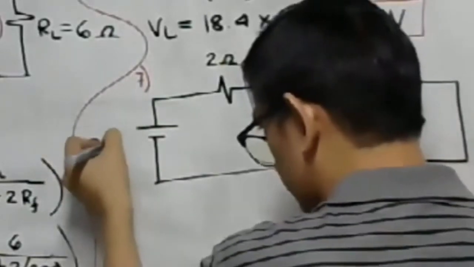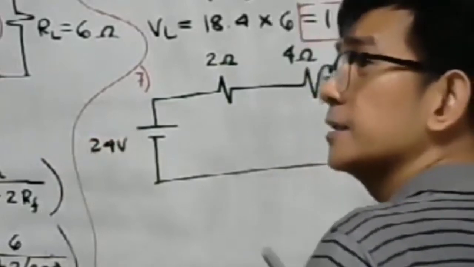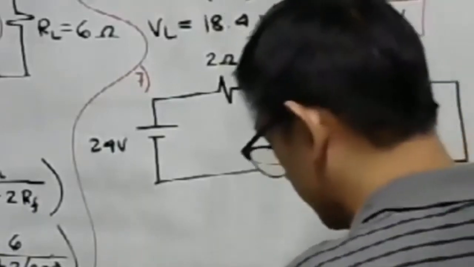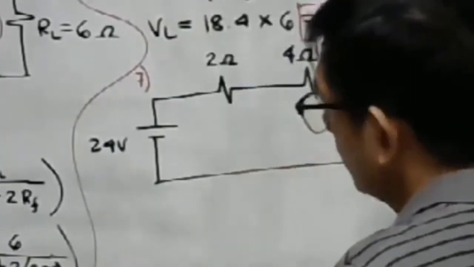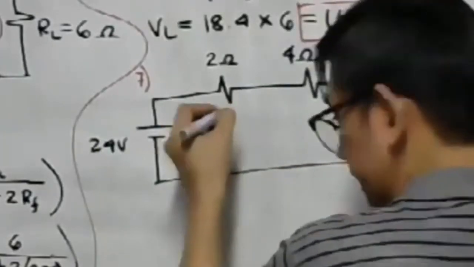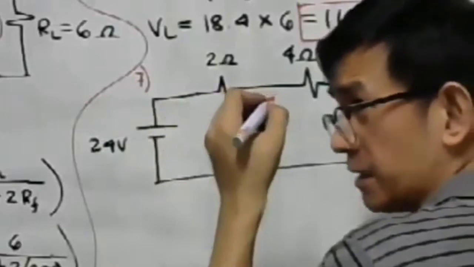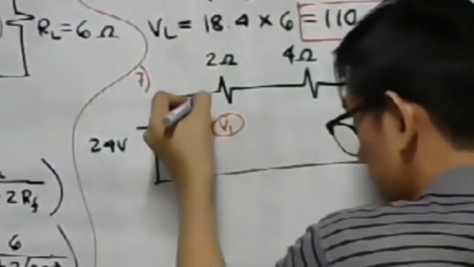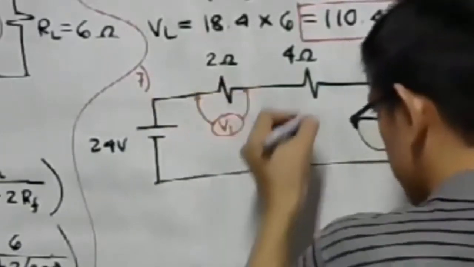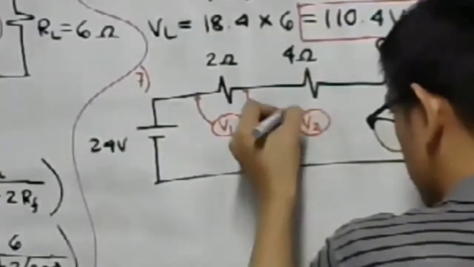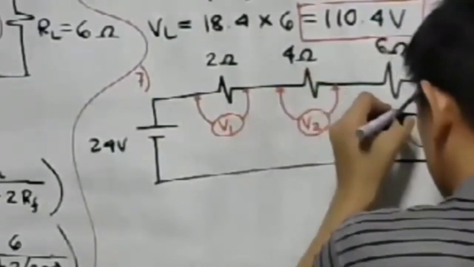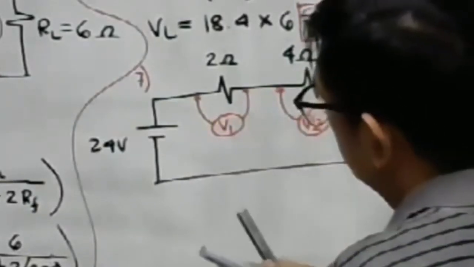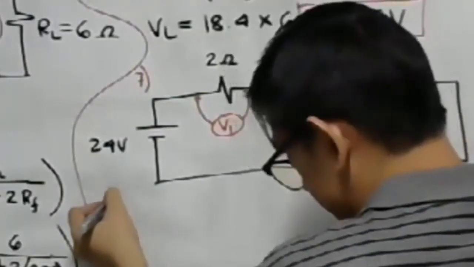Okay, so we have a 24 volt supply here. So find the voltage drop in each resistor. Anyway, we can go directly with our solution. Take note that the question is the voltage drop. At the 2 ohm, let us represent that by V sub 1. Let's say this is a voltmeter. This is our V sub 2. This is our V sub 3.